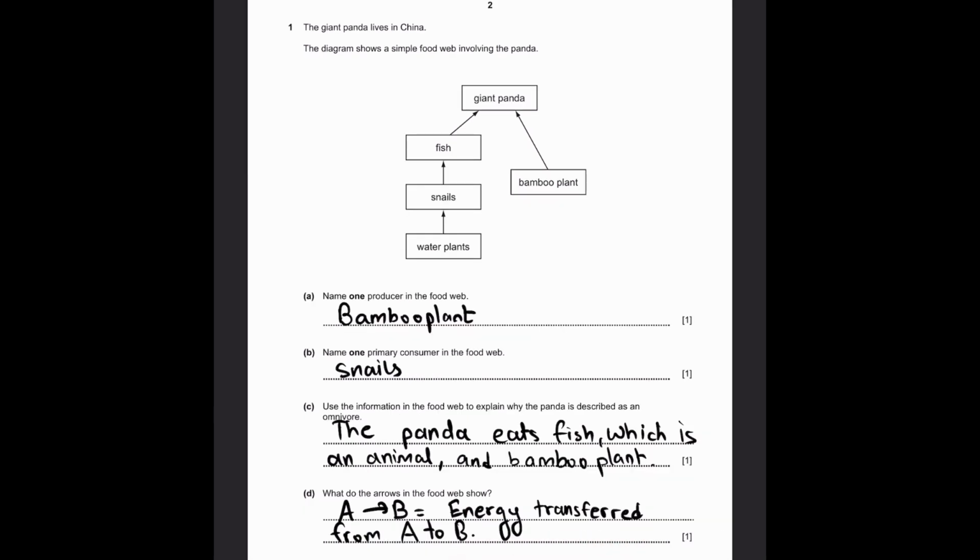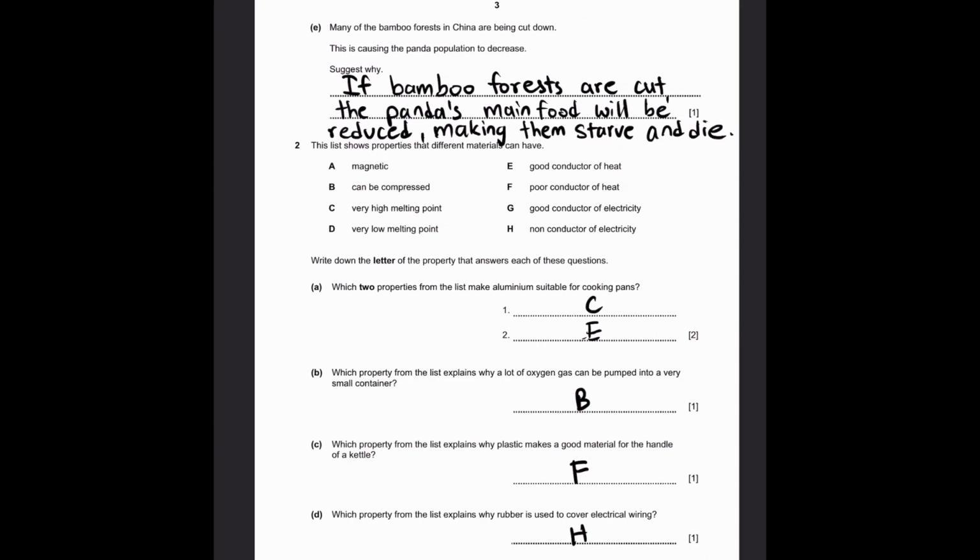D. What do the arrows in the food web show? It shows that, for example, water plants arrow to snails. That means energy is transferred from the water plants to the snails. Or in other words, the snails eat the water plants and gain energy from eating it. And you can write that for any of the arrows given. That's the answer. In general terms, A arrow B is equal to energy transferred from A to B, instead of writing specifically what is A and what's B. That's the answer.